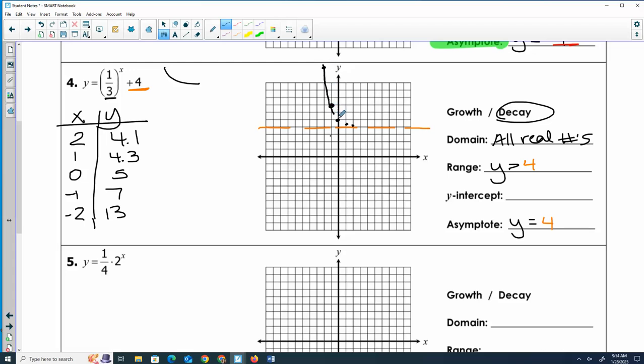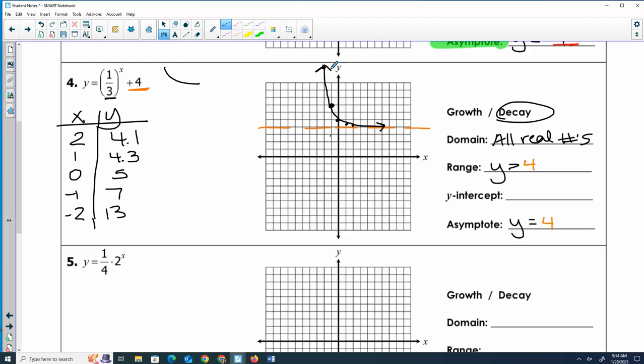And then we draw our curve. It's just going down and then getting closer to this line without crossing it. Arrows on the ends, it keeps going both directions. And that matches what we said originally. If we said it was going to be decay, so it should be decreasing, and it is.